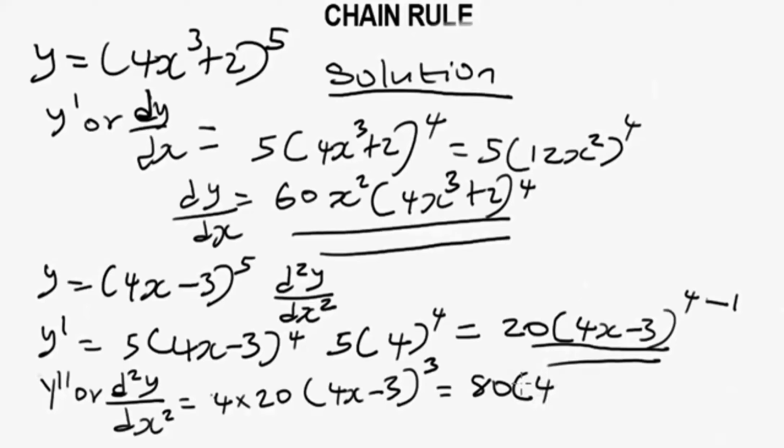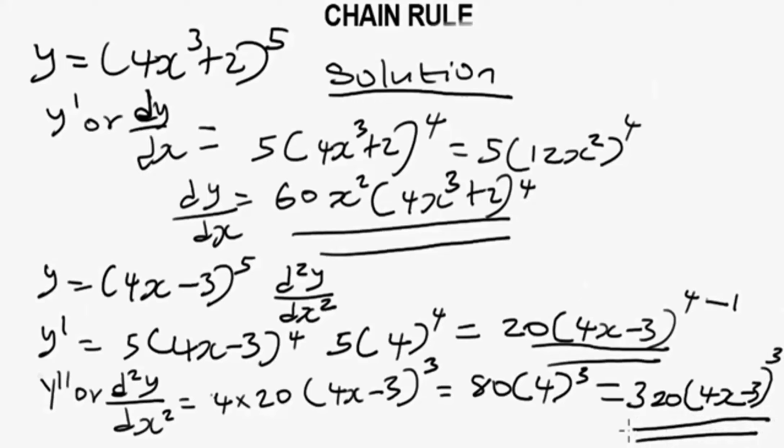The derivative of 4x is 4. The constant minus 3 is 0, so it's nothing. It's the power 3. So our final answer will be 80 times 4, which gives us 320. Bring back the original value of the bracket, so we have 4x minus 3 bracket close raised to power 3. So this is the final answer, the second derivative: 320 in bracket 4x minus 3 bracket close raised to power 3. So that's it for this class, guys. I hope you learned something very interesting.